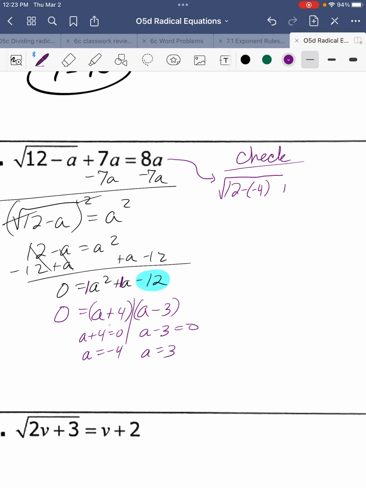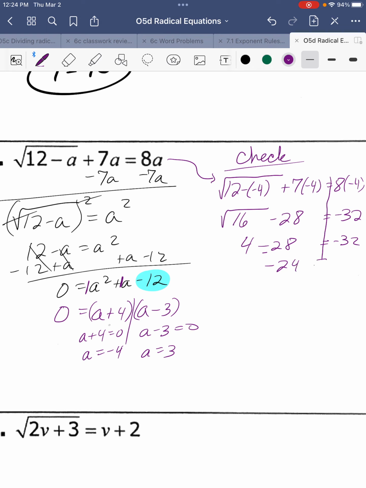We have 12 minus, and I'm going to start with negative 4, substitute negative 4 in, plus 7 times negative 4 equals 8 times negative 4. So I'm going to simplify the left side of the equation, so that's square root of 12 minus a negative, the opposite of a negative is a positive, so 16 is 4, minus 28 on the outside equals negative 32. Now, 4 minus 28 is negative 24, and that does not equal negative 32. So that tells me that negative 4 is extraneous. It's not an actual solution.